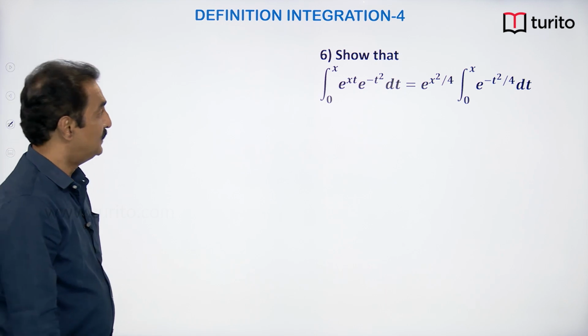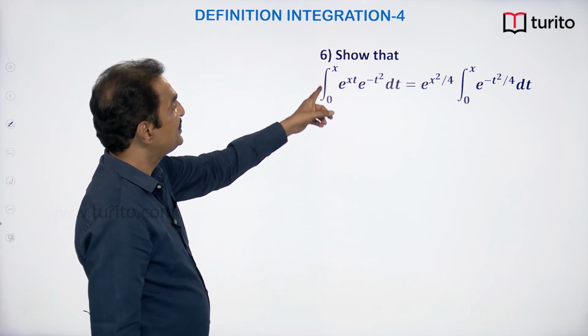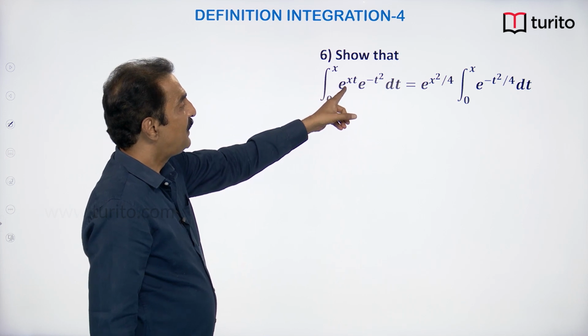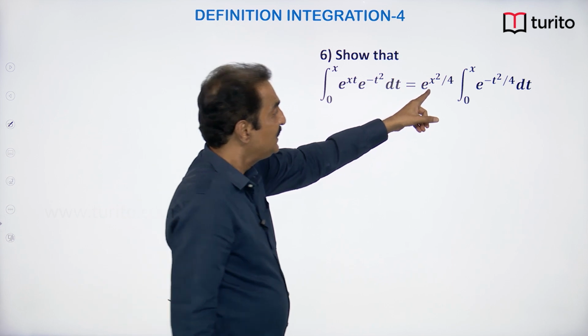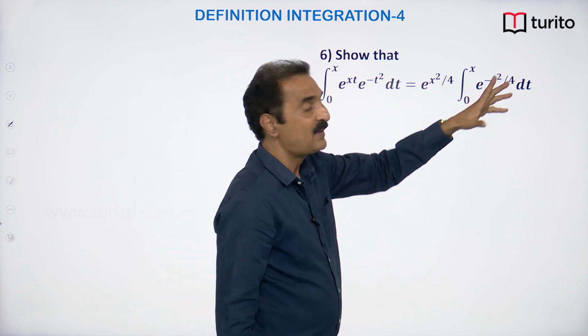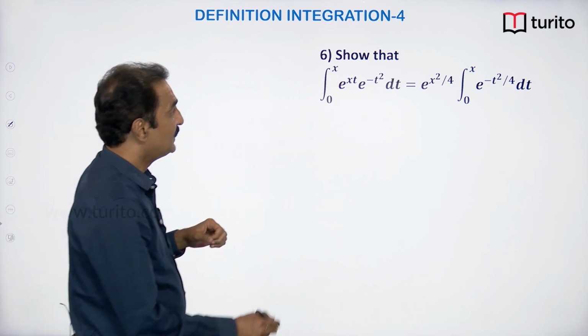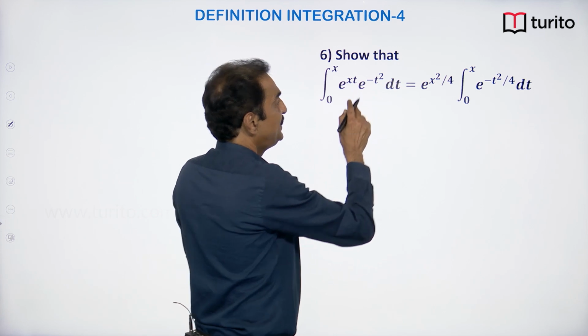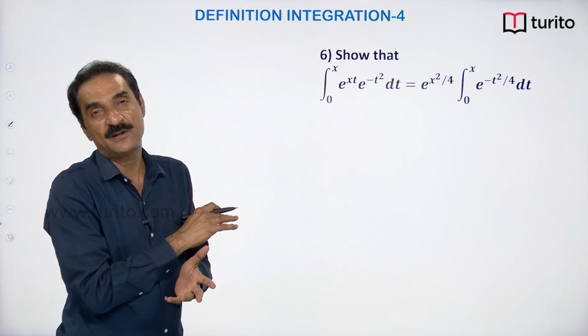Next question. Show that integral 0 to x e power xt into e power minus t square dt is equal to e power x square by 4 integral 0 to x e power minus t square by 4. Here t is the variable with respect to which we are integrating and x is independent of t.